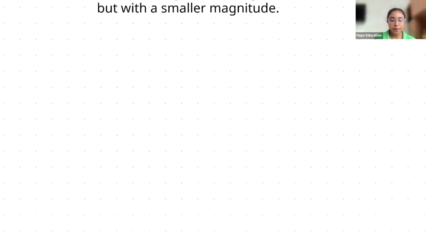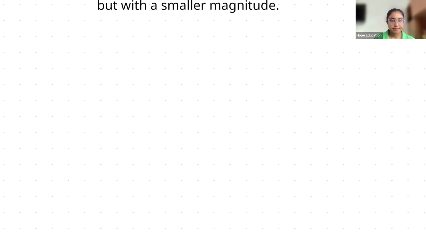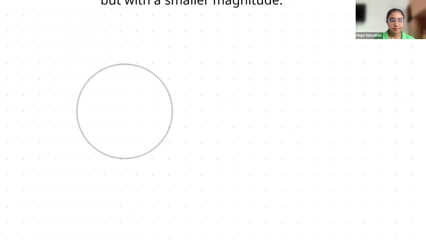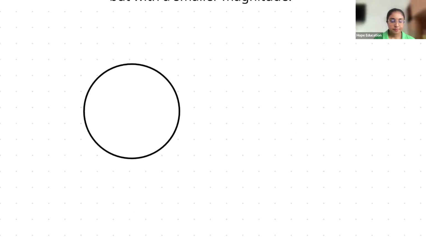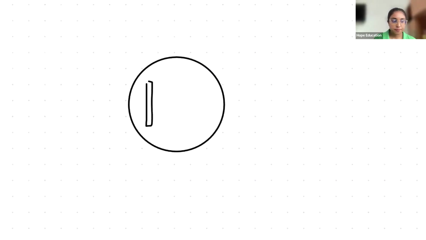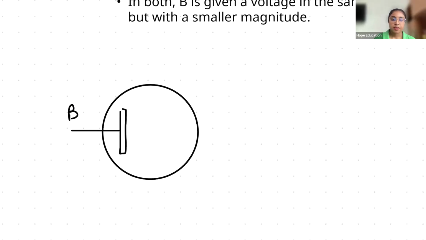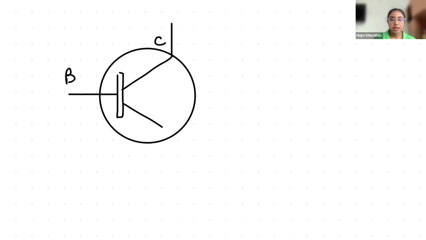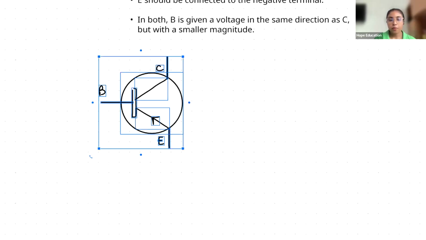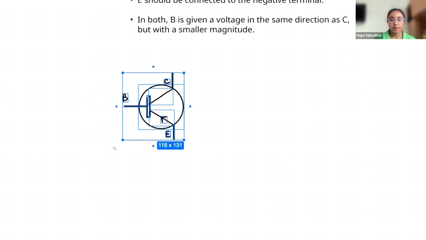So let me first draw a PNP transistor. This is the base, right? This is the collector. This is the emitter. How do we know that this is the emitter? Because there is the arrowhead, right? There is my PNP transistor. Now I'm going to apply whatever is given here, right?